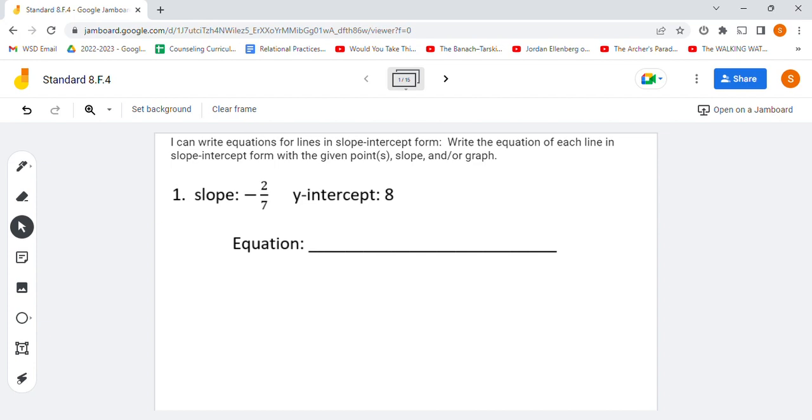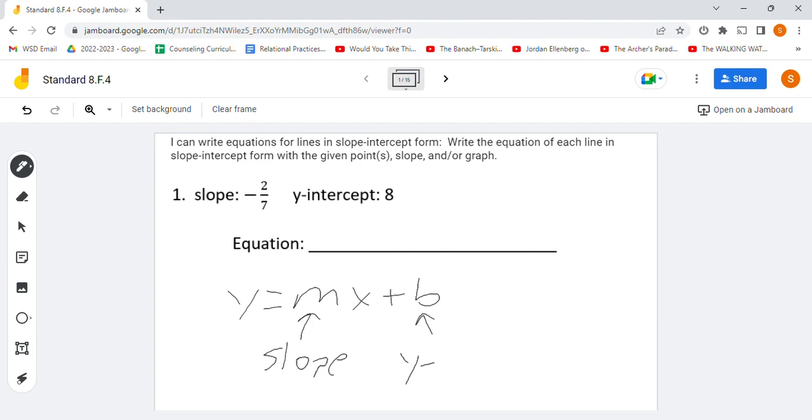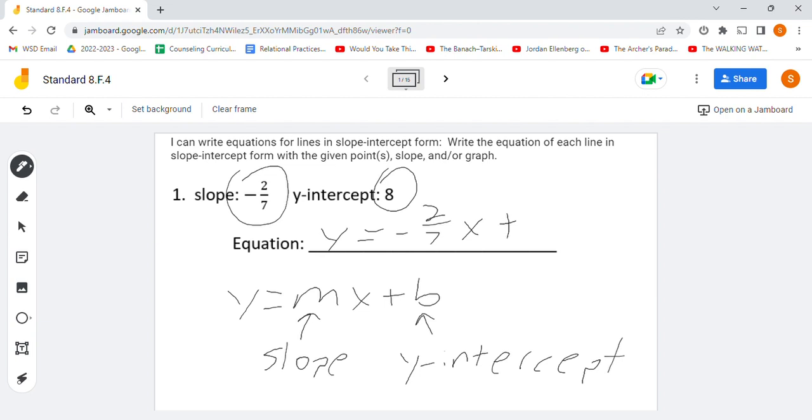Question number 1 starts us off with some information that is very convenient for slope-intercept form. Slope-intercept form being y equals mx plus b. And if you recall, the titles for m and b are slope and y-intercept. So we can see that we are given the slope right here, and we're given the y-intercept right there. So all we have to do is put those in their appropriate locations, and we end up with y equals negative 2/7 x, still needs to be there, and then plus 8 for the y-intercept. That's all we have to do on question number 1.